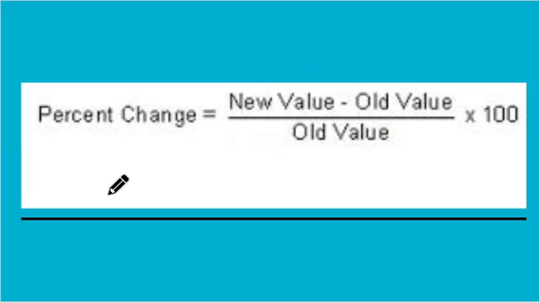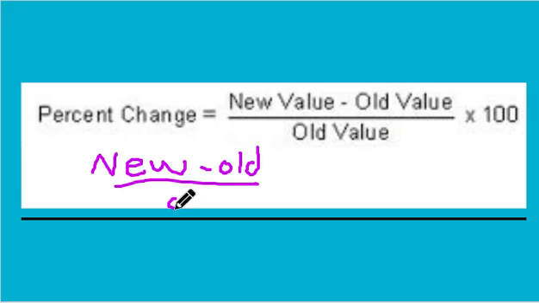But you can remember percent change by just remembering new minus old divided by old. And that's how we will remember percent change.